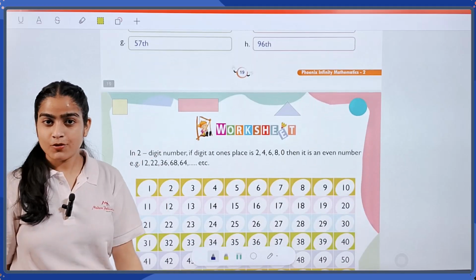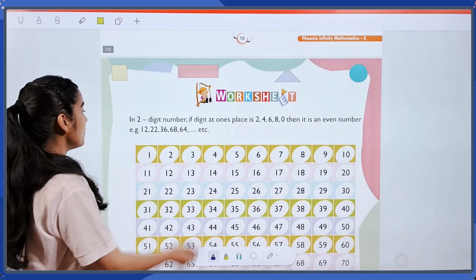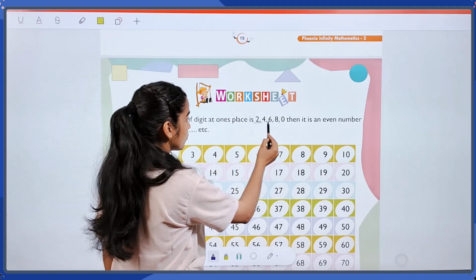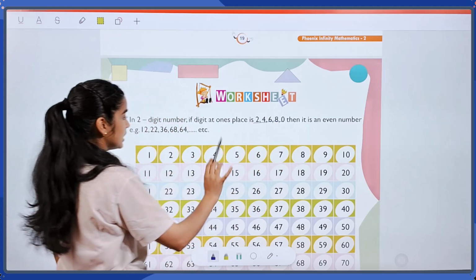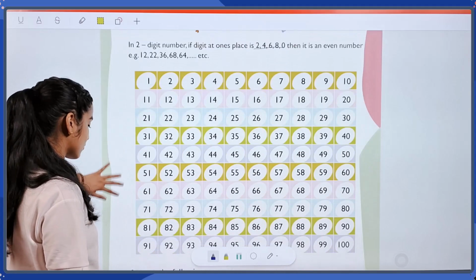And this is time for the worksheet. So all of you, are you excited? Okay. Now in a two-digit number, if the digit at one's place is 2, 4, 6, 8 or 0, then it is an even number. Examples: 12, 22, 36, 68, 64, etc.